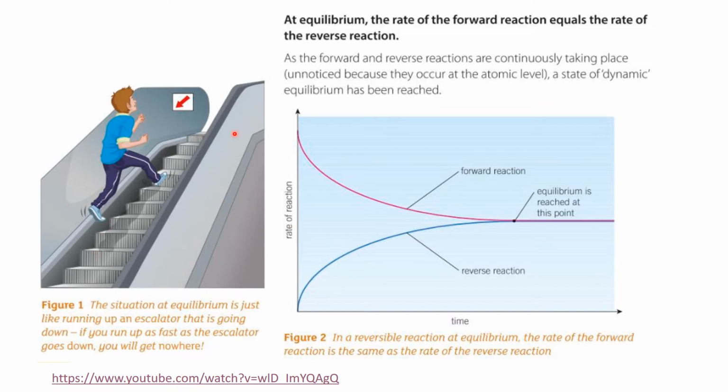So it's just like running up an escalator that's going in the opposite direction. If you run up to the middle of the escalator and then just move at the same speed that the escalator is going down at, you don't go anywhere. You still have to move in order to stay in that same place, but in relation to the ground, or if that was a staircase, you're not actually going anywhere. So even though you're still trying to go up and the escalator is still trying to go downwards, you're not actually moving anywhere. So that's what a dynamic equilibrium is, okay? You're not making any more product or any more reactant, even though technically they're still making each other.